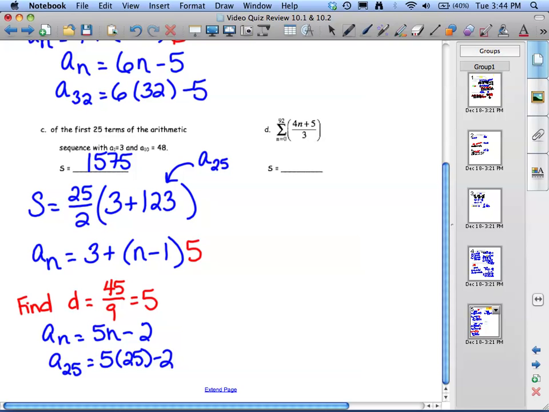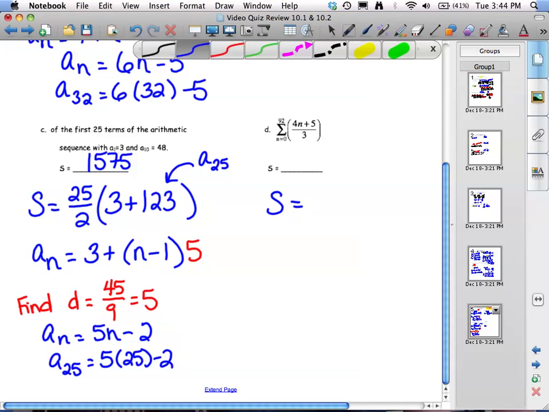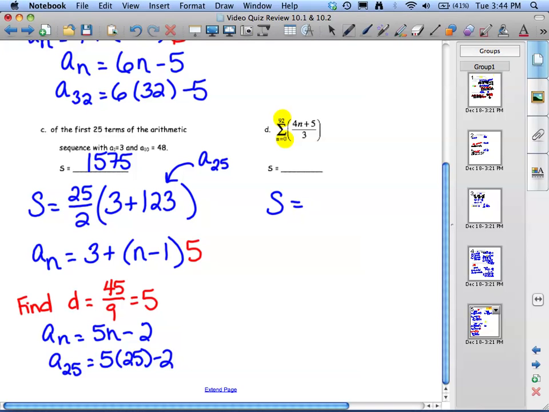Now, danger, danger. How many terms am I adding here? I'm going from 0 to 92. That's 93 terms. Many students will get that wrong. The very first term in the sequence is when n is 0. 4 times 0 plus 5 over 3 is simply 5 over 3. The 92nd term is 4 times 92 plus 5 over 3, which is 373 over 3.